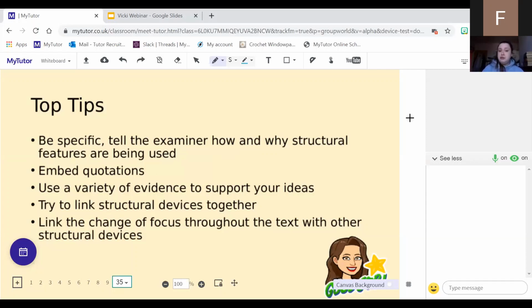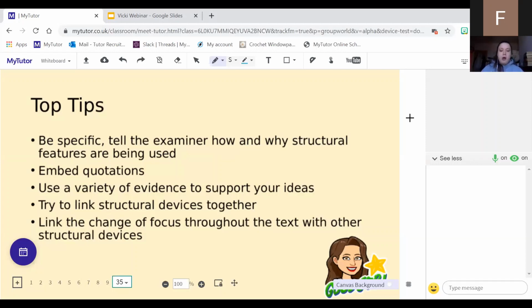Try to link structural devices together because you can usually roll that third bullet point, any other structural features, into talking about the second or the first bullet point as well, so you can effectively kill two birds with one stone. And link the change of focus throughout the text with other structural devices, again, killing two birds with one stone.